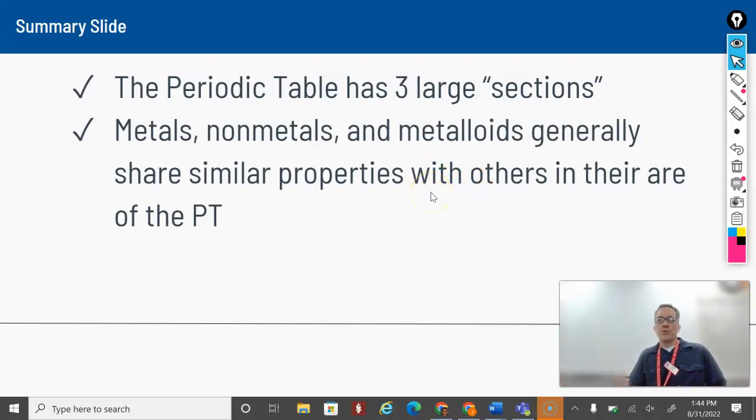And one of the things we want to remember is that typically these elements are going to share properties with things in their area. So particularly the things up and down above them, but also to some degree the things to the left and right, particularly the metals that are in the middle of the periodic table. All right, hope that was good.